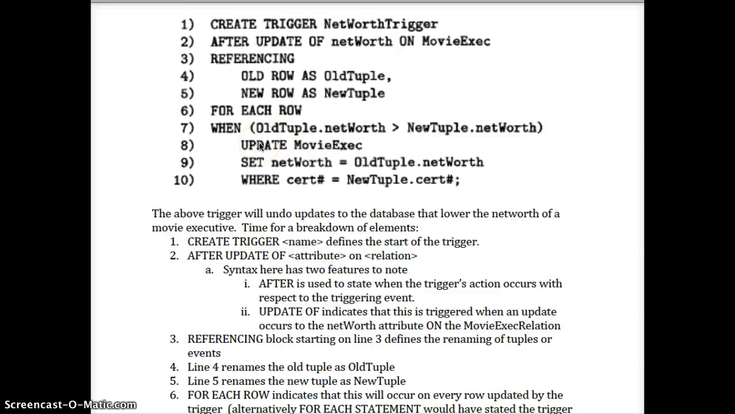So here, we then update movie exec and set net worth equal to the old net worth, where the certificate number equals new tuple.certificate number. This seems kind of weird, but what we're doing is making it impossible for a movie executive to have their net worth lowered. It can only go up. So anytime you take some executive, say George Lucas goes from 1.5 billion down to say 1.2 billion, it would chop it and say, nope, you're actually 1.5 again. It would take the old value and reassert it, undoing the change that had occurred in new tuple.